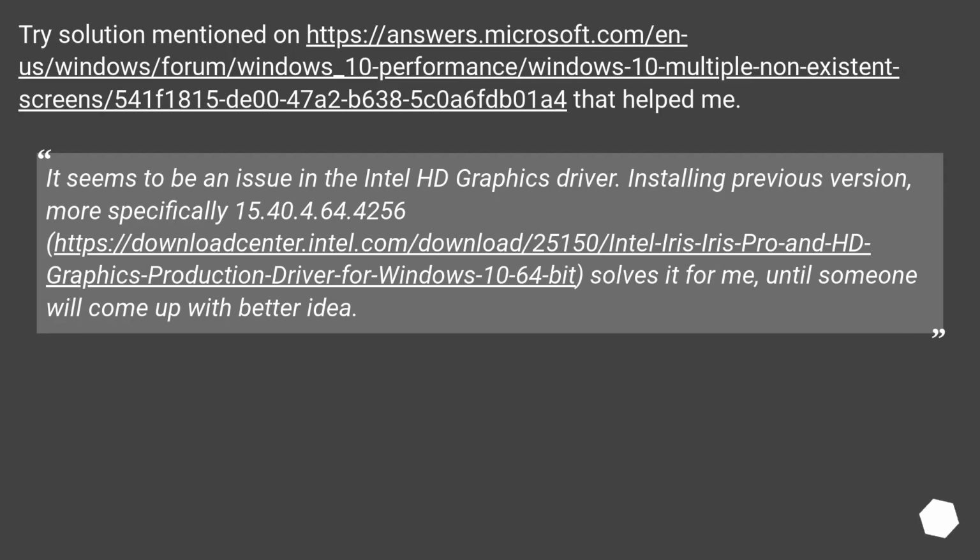Try the solution mentioned on this URL that helped me. It seems to be an issue in the Intel HD graphics driver. Installing a previous version, more specifically 15.40.4.64.4256, this URL solves it for me, until someone comes up with a better idea.